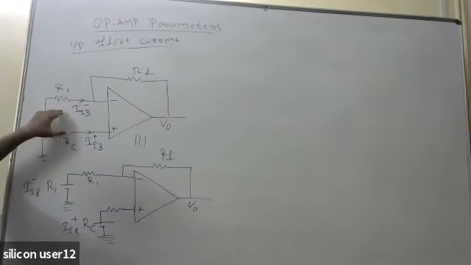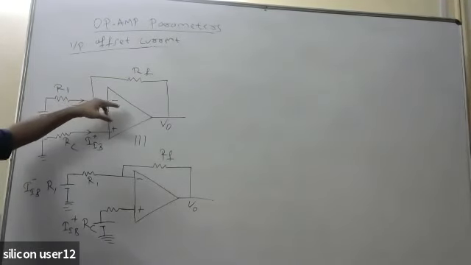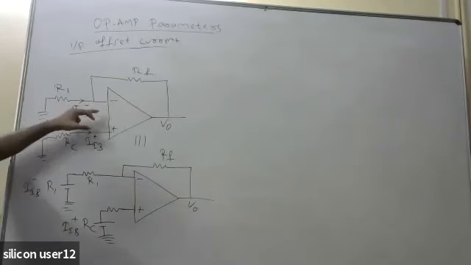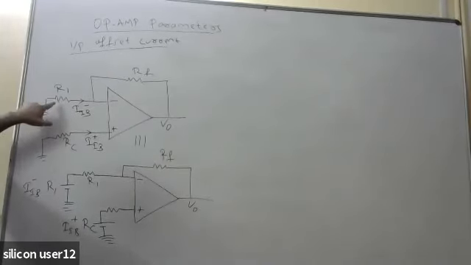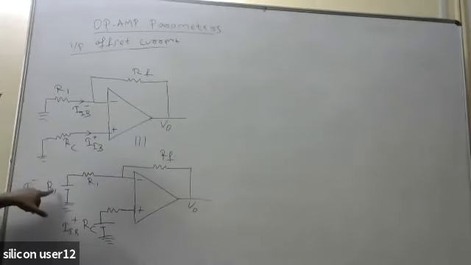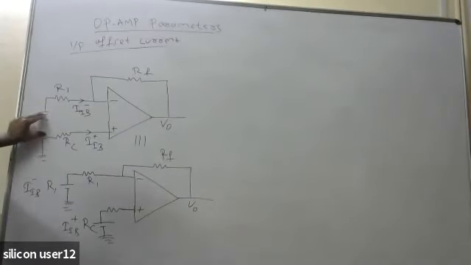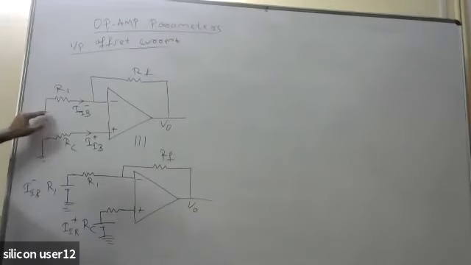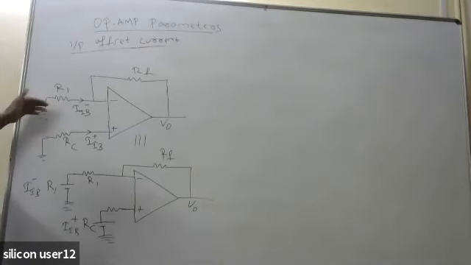Due to the mismatch in the op-amp design, some input offset current flows, which is given by IIB minus and IIB plus. If this is a resistor R1 and some current is flowing, then obviously an equivalent potential is supplying it on this side. Ideally no current should flow, but due to the presence of some offset voltage, this current is flowing.